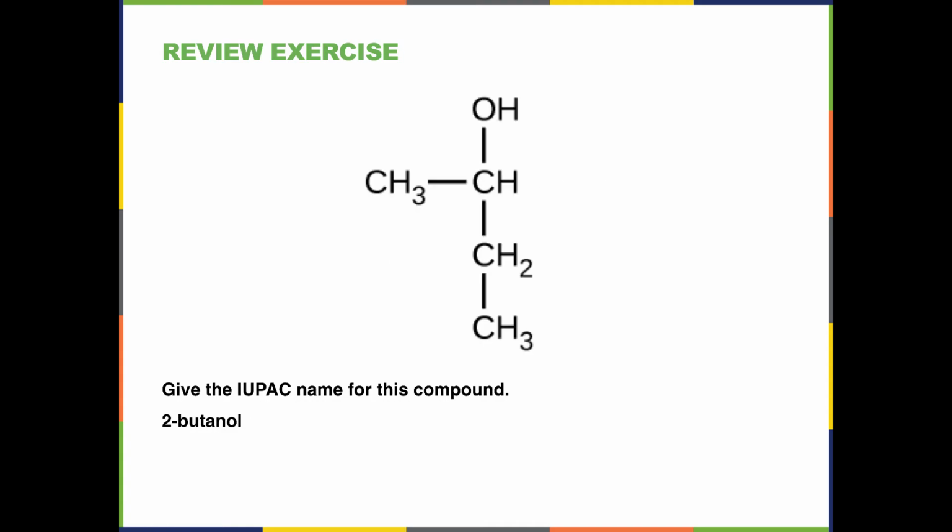How about this one? Well, it's got the answer already given there, but if you count it, it starts here, 1, 2, 3, 4. So it's butane, but it has an OH, so it's butanol, but it's not on the end, it's on the second carbon, so it's 2-butanol. It's not 3-butanol because you always pick a number that ends up with a smaller number.